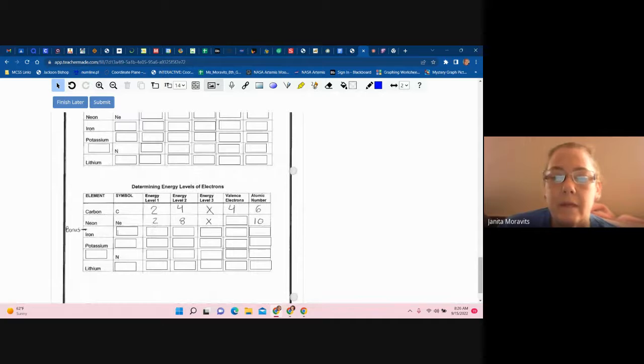All right. Now, you have these other elements down here. Neon is kind of done for you, but you're going to have to tell it how many valence electrons there are. Well, it has 8 in its second energy level, so its number of valence electrons there would be 8. And the atomic number for neon would be 10.